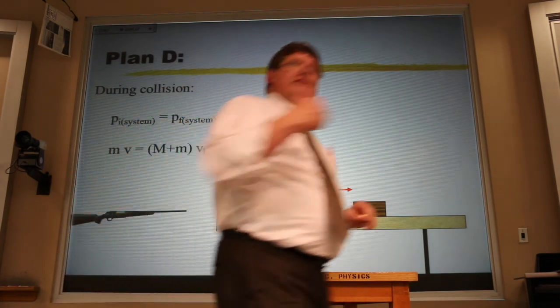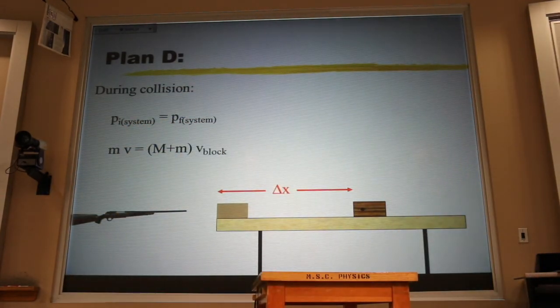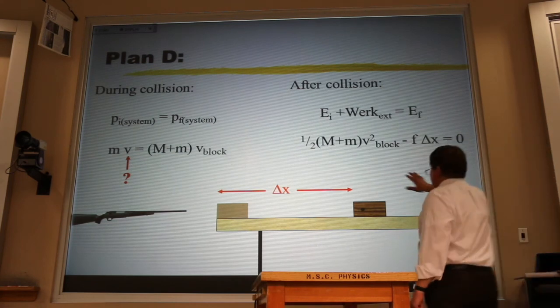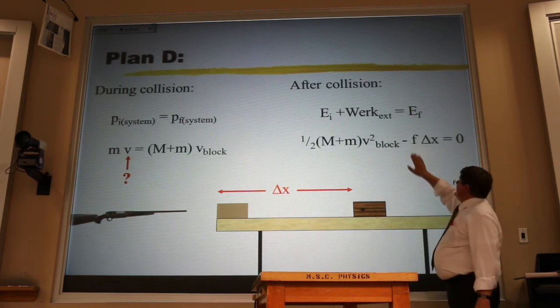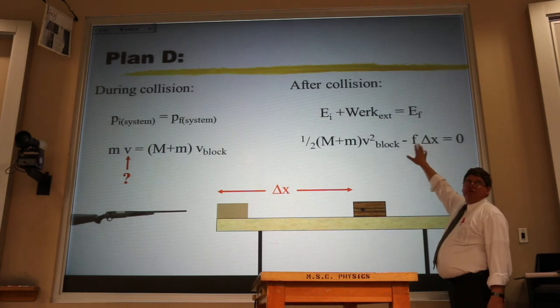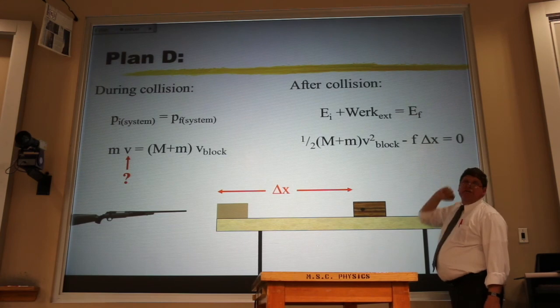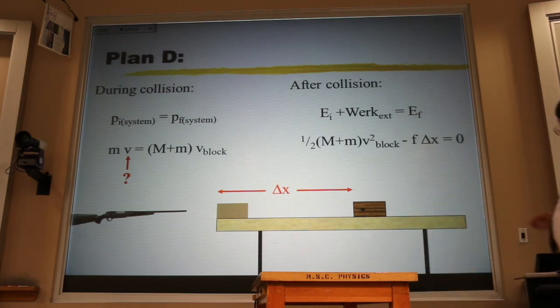Well, I measure how much work is done, and I let that work steal the energy. Okay? So I look at the kinetic energy that the block has with the bullet embedded in it right after the collision. And then I look as friction takes that energy and whittles it down to 0 over a distance of delta x. If I solve that for V block and then put it into the other equation, I can solve for the muzzle velocity.